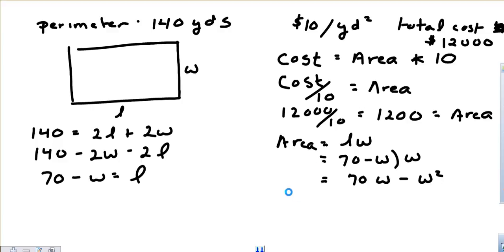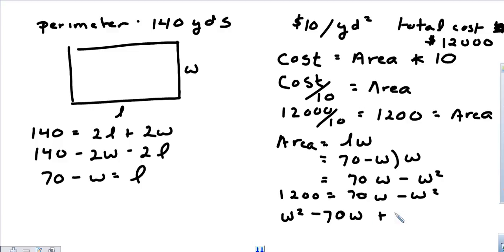Well, I know area is 1,200. So if 1,200 is equal to that 70W minus W squared, how can we go about solving that? Well, we've learned lots of methods, and we're going to learn some more methods, but for right now, let's just set this up to factor this. Let's do W squared minus 70W plus 1200 equals 0.